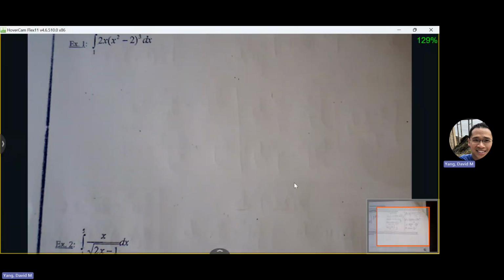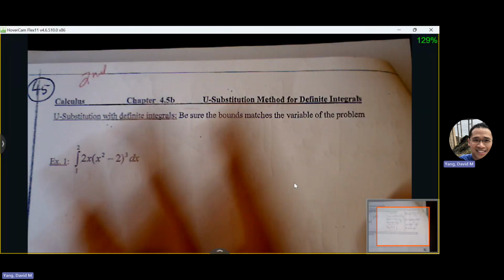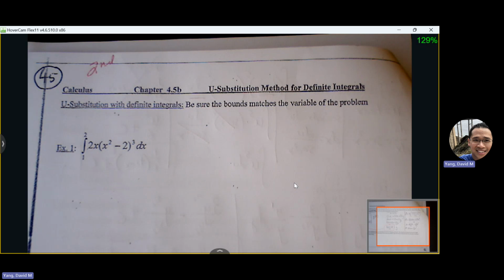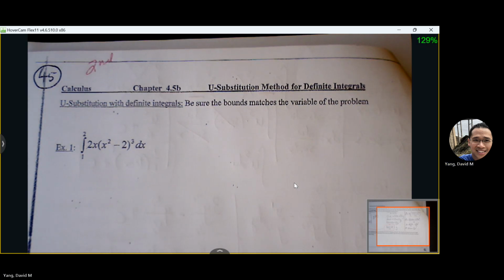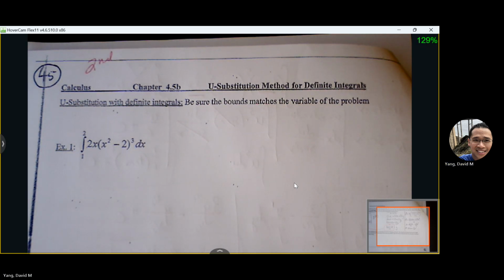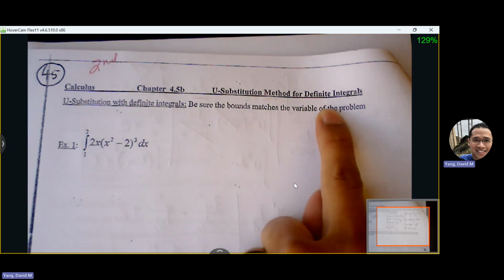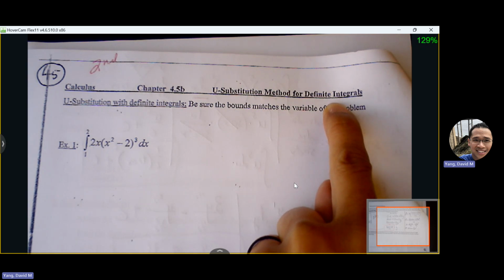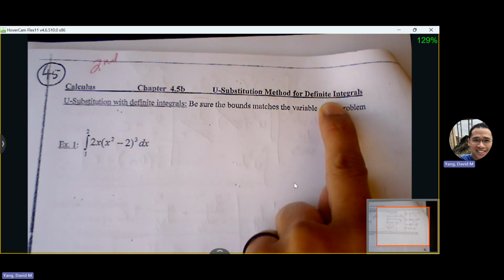Is this the packet again? Yes. Guys, page 45. I just want to talk about problems where we have to deal with U substitution and definite integrals.